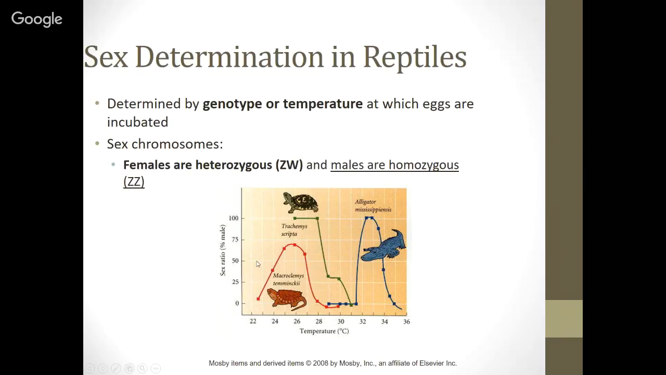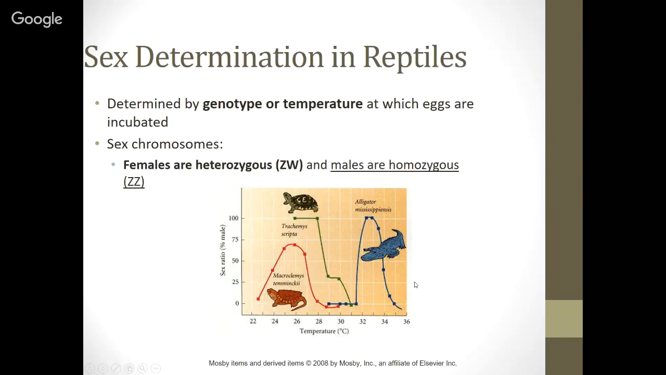Here is what indicates the sex ratio, males to females, based on temperature. With this snapping turtle, if the temperature is between 24 degrees and 28 degrees Celsius, it is more likely to have male versus female. With a Trachemys scripta, a turtle, we would have more likely 100% male between temperatures 26 and 29 degrees Celsius or 28 degrees Celsius. It would be 100% male. As it gets colder, it's more likely to be female.